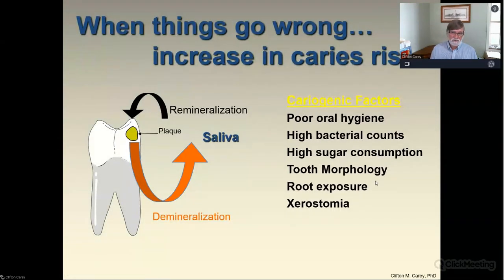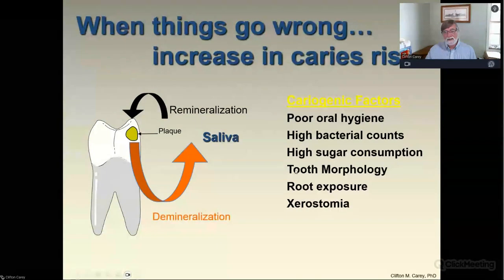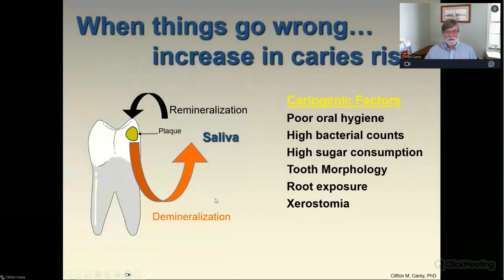Tooth morphology is also a key phrase for saying tooth genetics. Some people's genetics for their teeth are different than others, and the enamel isn't quite the same. So tooth morphology is actually the genetic factor. It is poorly understood, but is thought to be roughly 30% of the risk factors. That's not agreed upon yet.